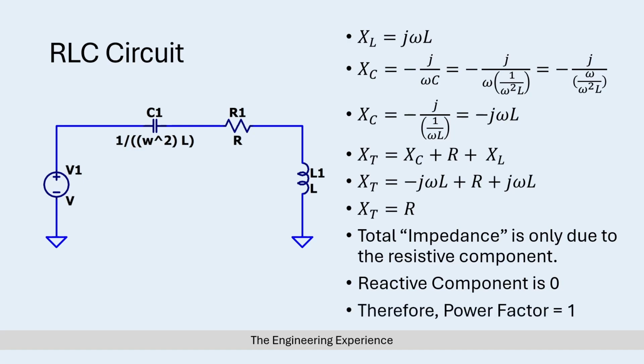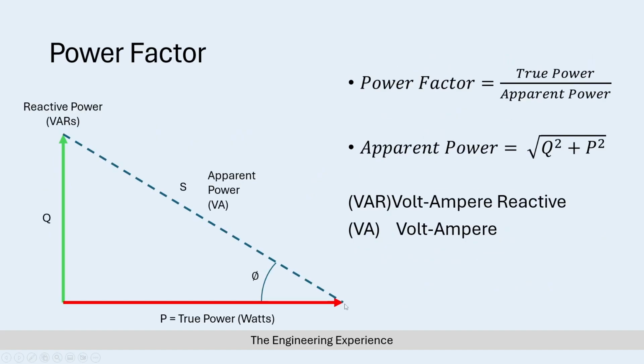And if the reactive component is 0, then our power factor is equal to 1. This graph over here, obviously, we have the reactive power on the y-axis, and we have the true power on the x-axis. So our reactive power is equal to 0. So this line is collapsing to be the same as the red line. Therefore, our power factor is basically 1.